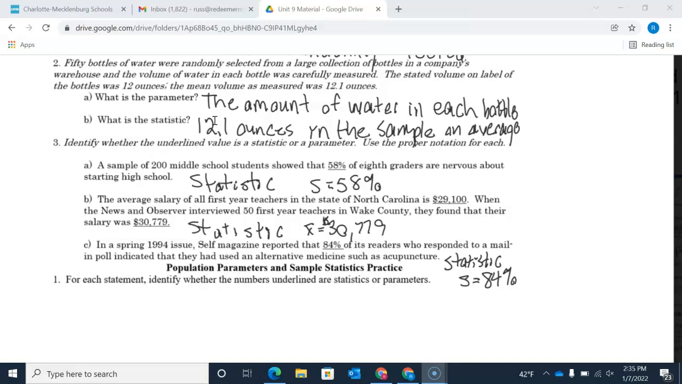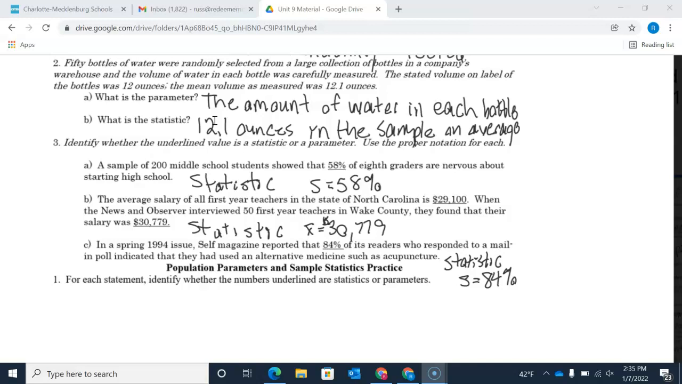And the sample proportion is like 58%. So I'll talk about that now, the sample proportion. When you think about 58%, that's kind of saying, okay, 58 out of every 100 students. 58%, 58 out of 100. So that's a proportion.